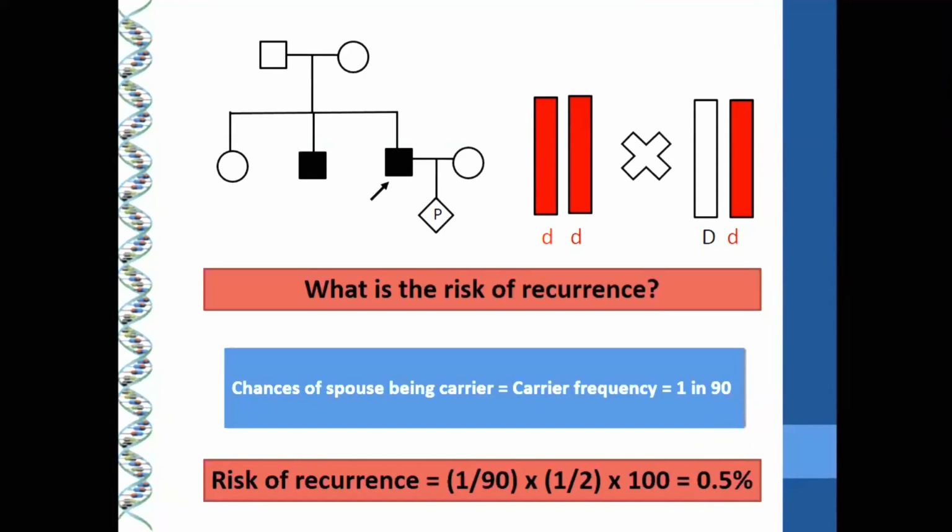For some disorders, the carrier frequency is available in the literature, like cystic fibrosis. So in our population, what is the carrier frequency? From that, we can calculate, and this will give the empirical risk. The risk of this female being a carrier is 1 in 90 according to the carrier frequency available in the literature. The risk of transmitting the defective allele will be half of that. And this male will always transmit the defective allele because he is affected. Understood?